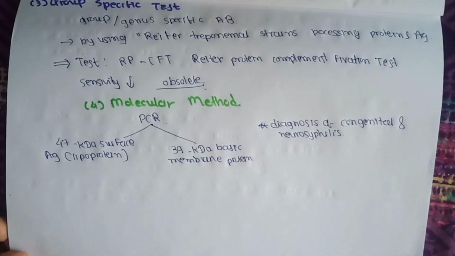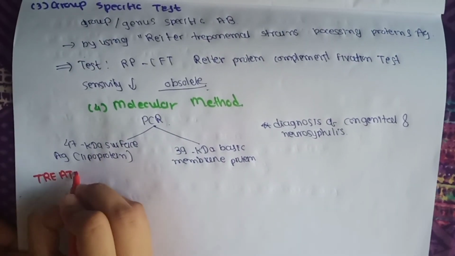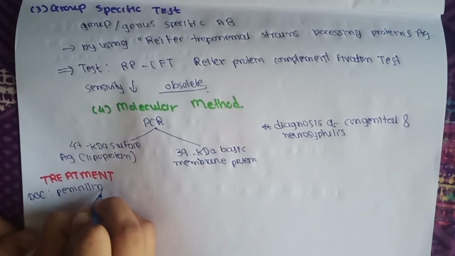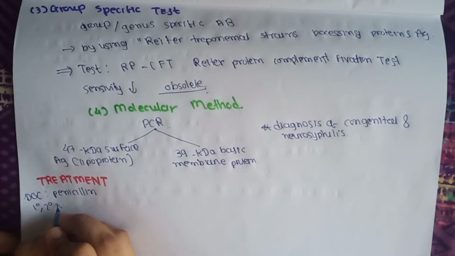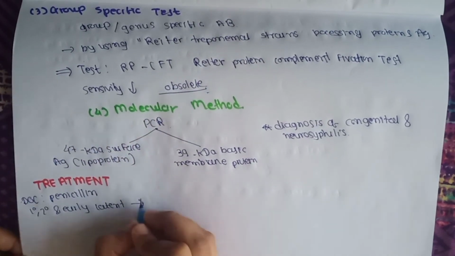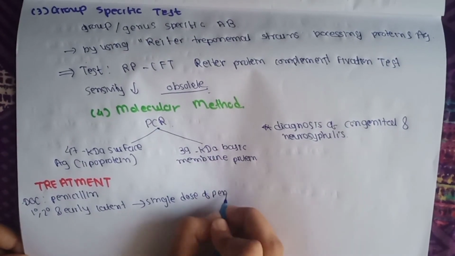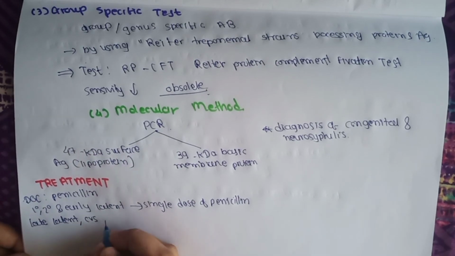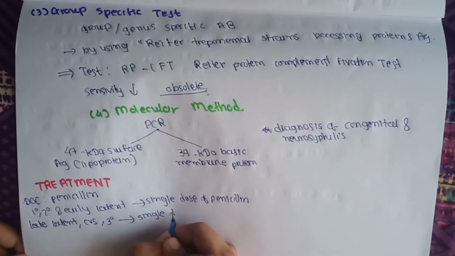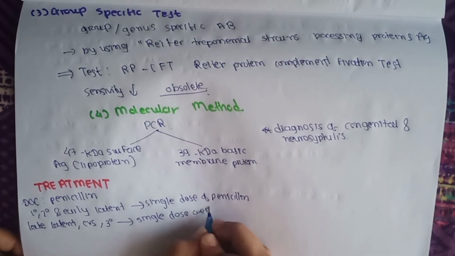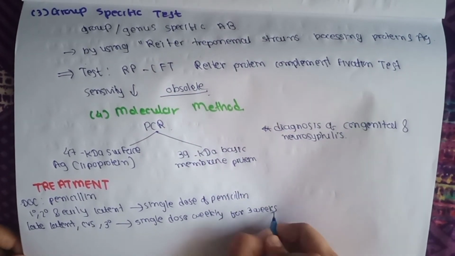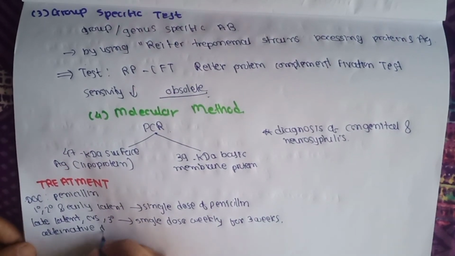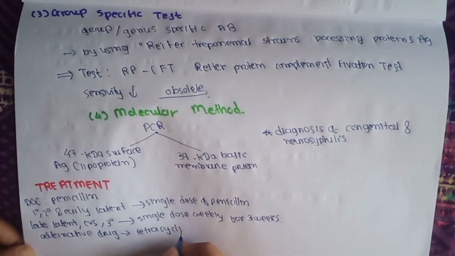Now, the important treatment. The drug of choice for the treatment of syphilis is penicillin. If the patient is in the primary, secondary, or early latent stage of syphilis, then a single dose of penicillin is recommended. If it is in the late or tertiary stage, then a single dose of penicillin should be given weekly for 3 weeks. And the alternative drug of choice for syphilis is tetracycline.